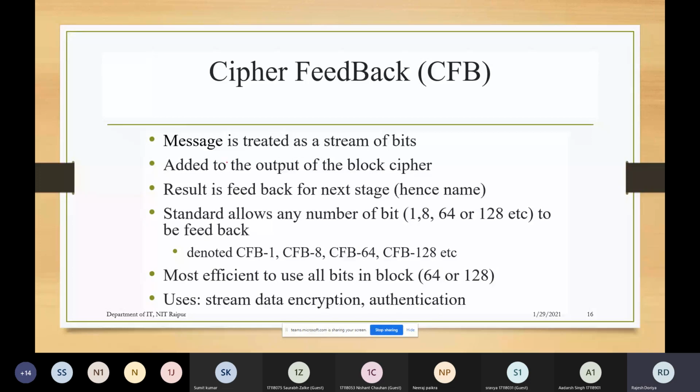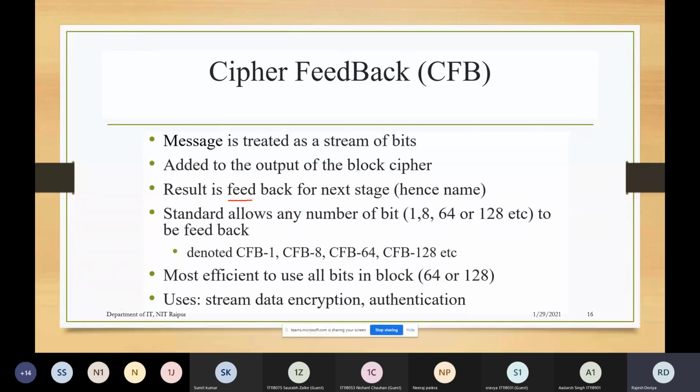Now in cipher feedback mode, the messages are generally treated as a stream of bits and added to the output of the block ciphers. We have already discussed this, and the result is feedback for the next stage, right? So each and every time, whatever result we get from a block goes as feedback to the next stage.